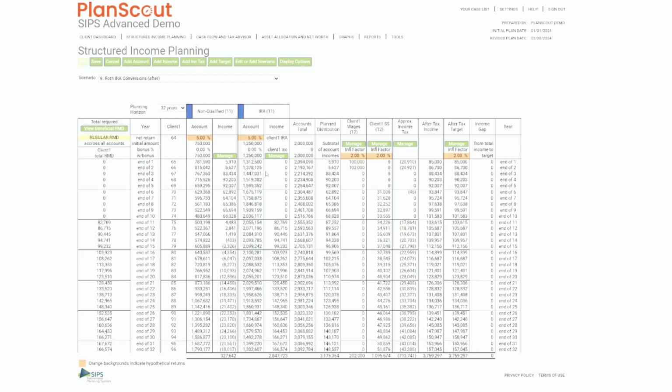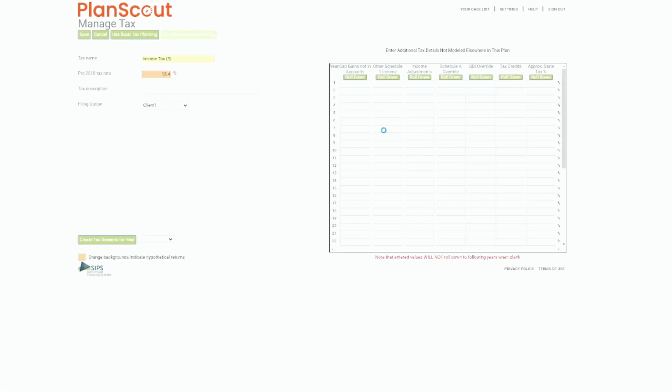Before we start converting, it's important to know what our budget is for what we can convert each year. A common way that we can decide that is by looking at the taxes they paid during their working years and what tax bracket they were in while they were still working, and try to stay within that tax bracket as much as possible. We can see that very easily by going to our income tax page.